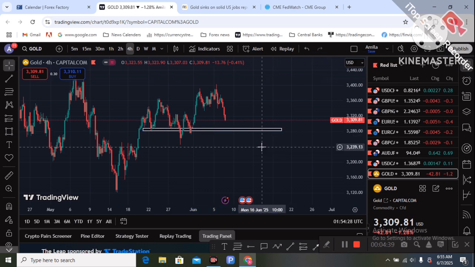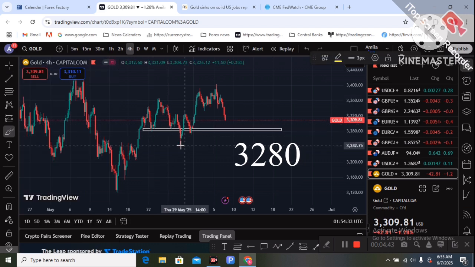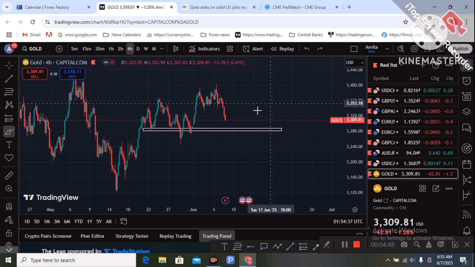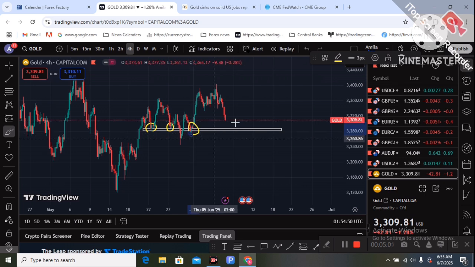This is the 3280-90 level. At this price level you can see liquidity collection, and price has tested this level several times. On the left side, you can see price found support from this level again and again. So again next week we can expect support from here. If support fails, that's your sell opportunity next week.